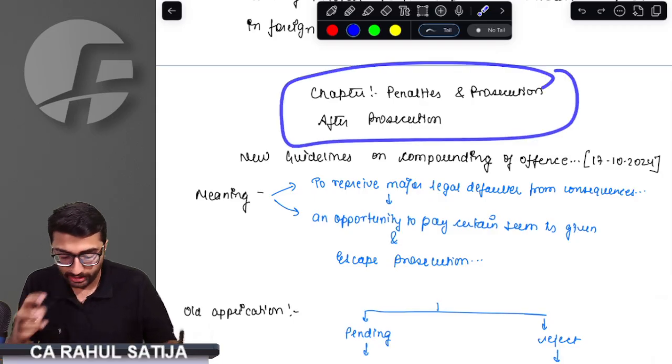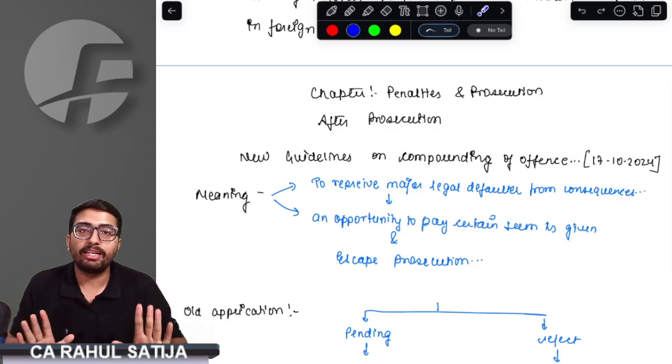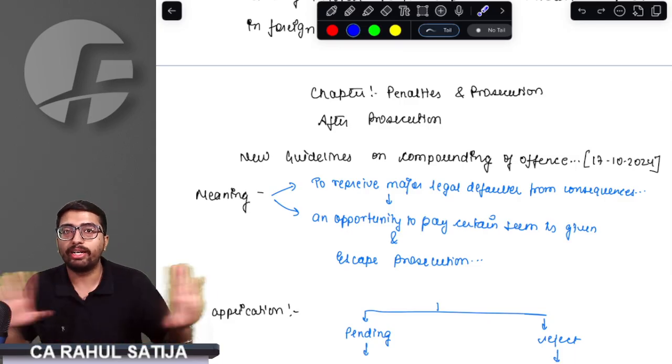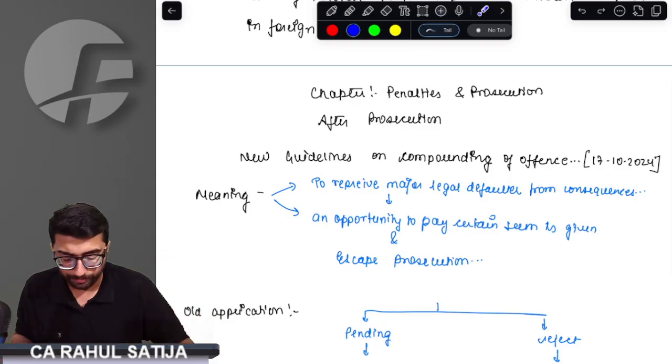Sir, there were certain amendments relating to compounding of offenses. This is an important amendment. If somebody has not understood compounding, I have uploaded an entire video on compounding. Here I will be referring to things in a faster manner.